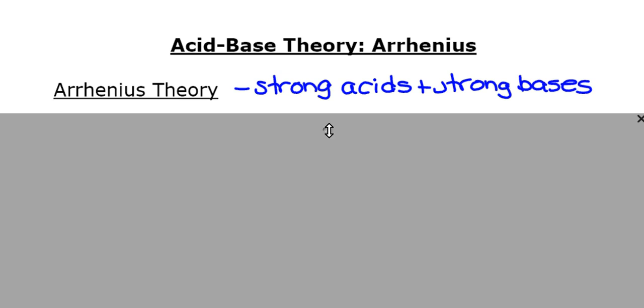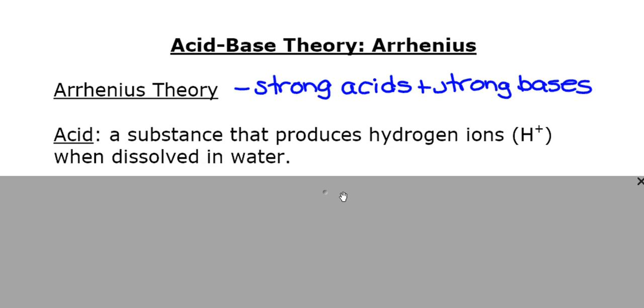So in this theory, they define acids and bases two different ways. First, what is an acid? An acid is a substance that produces hydrogen ions when dissolved in water. So anything that generates hydrogen ions when you mix it with water is considered an acid.